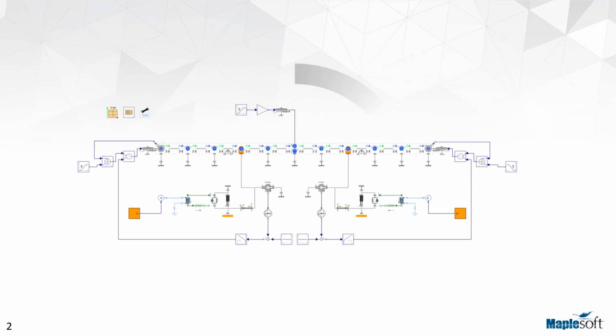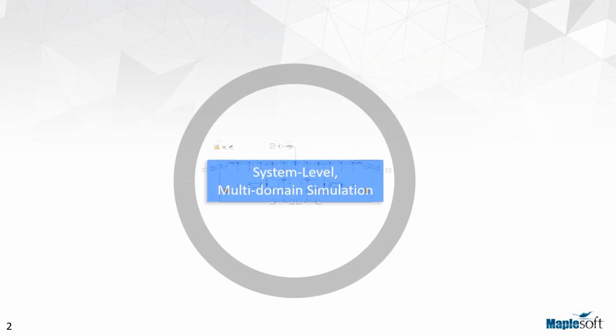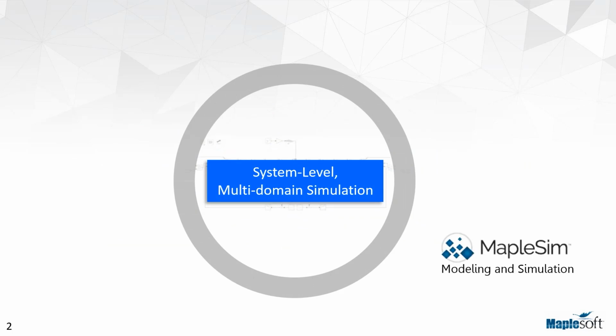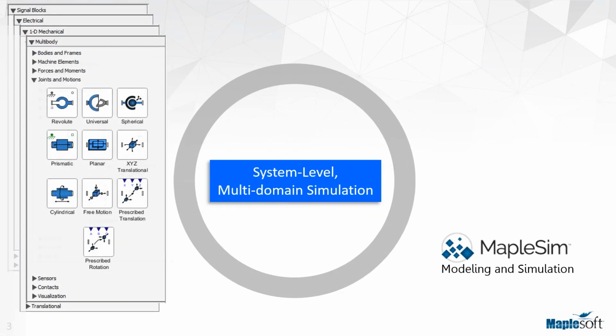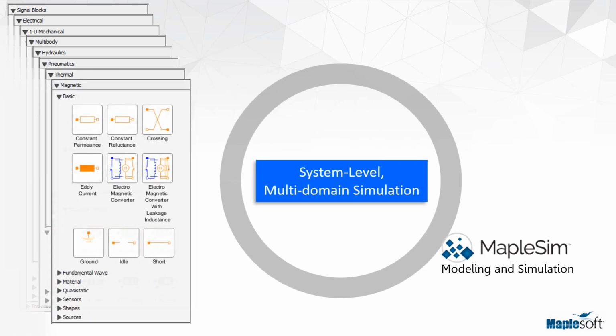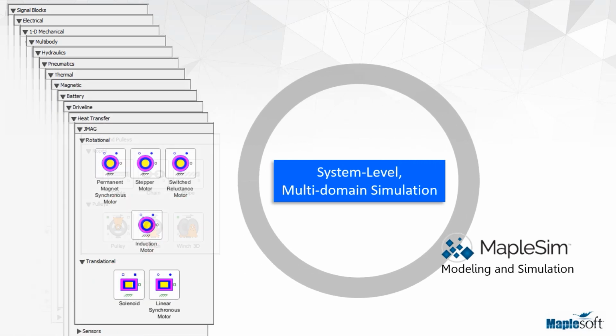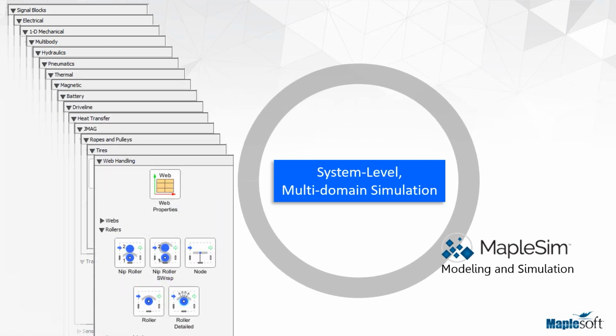So first, an overview of MapleSim. It is a system-level multi-domain simulation tool. It consists of various domains that you see here on the screen. Today, we'll mostly be talking about web handling, but there are other libraries such as electrical, pneumatics and hydraulics that could also be added in combination with web handling and more.